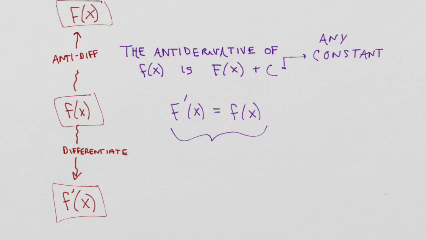We might have an initial condition, so we might say that on the original function, when the input value is 2, the output value is 10, or something like that, and that would allow us to actually solve for c. But in general, if I'm just finding a general antiderivative, I'm always going to remember to add c because I have to accommodate the fact that there could be some constant added on the end because its derivative is 0.